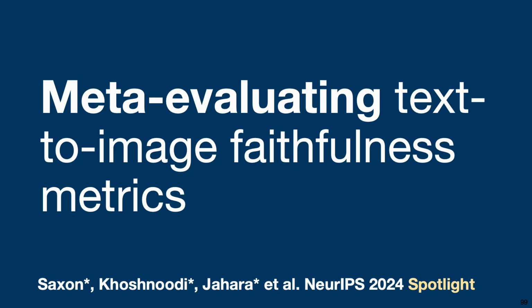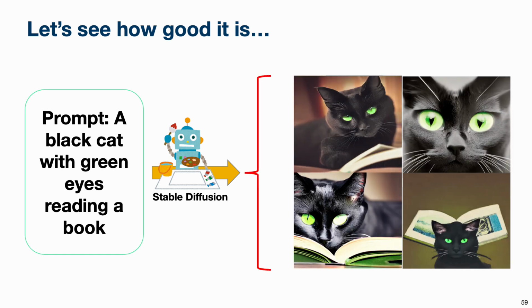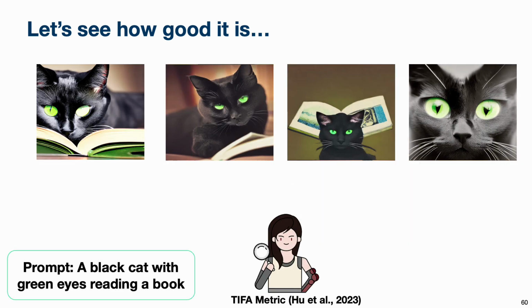Is this method valid? In our NeurIPS 2024 Spotlight work, T2I Score, we set out to meta-evaluate these text-to-image faithfulness metrics and answer this question. So let's test TIFA on some images that we can generate ourselves. Here, once again, we have the prompt, a black cat with green eyes reading a book, and we can generate some images of it using Stable Diffusion. Now, let's collect the scores that TIFA provides for these.